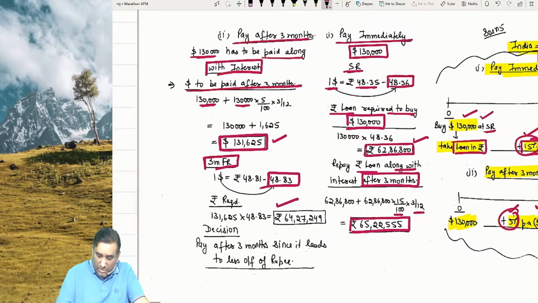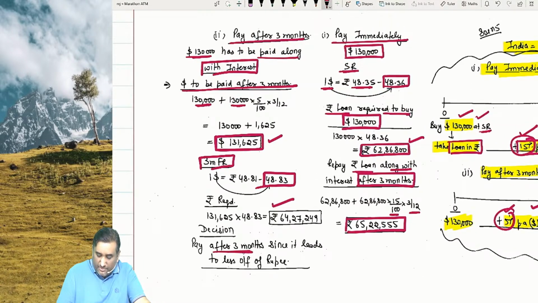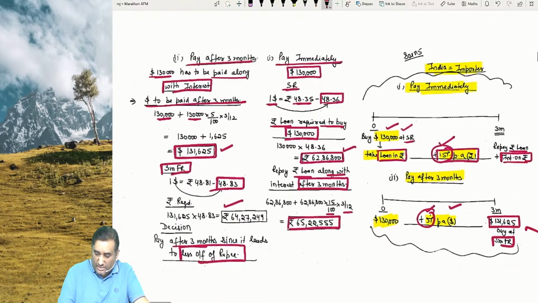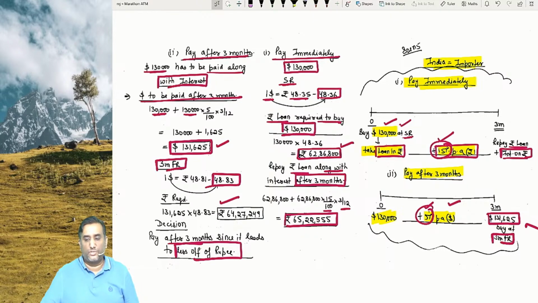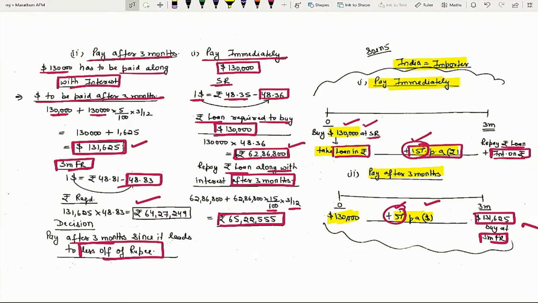Whichever option gives you the least outflow. Pay after 3 months, since it leads to what? Less outflow. Quickly check please. The diagram only tells me how the presentation has to be done. This was a general question. Quickly check please. This was a very general question. Quickly check the fifth question.